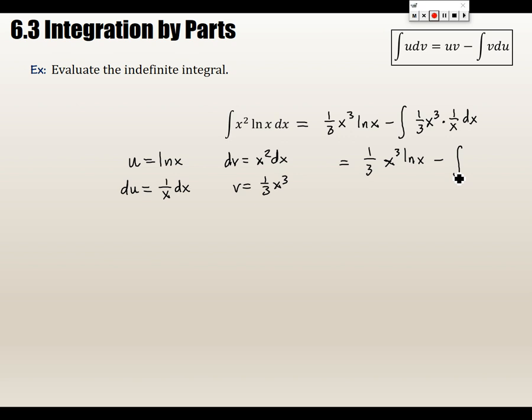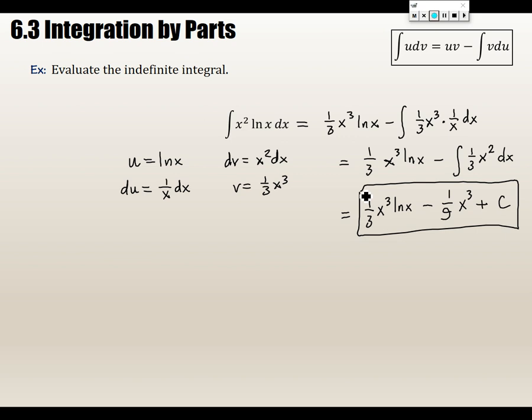So we'll simplify that first. That's 1/3 x squared dx. I'm just going to start over. So what is the integral of 1/3 x squared? It's x cubed, and we need a 1 over 9 here.